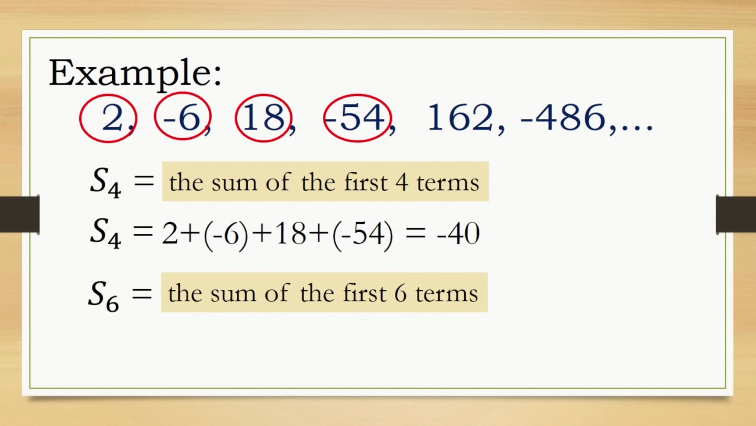S sub 6 is the sum of the first 6 terms. So, we will now have, isasama na natin si 162 and negative 486. So, we will have 2 plus negative 6 plus 18 plus negative 54 plus 162 plus negative 486, and that is equal to negative 364. So, ganun lang.